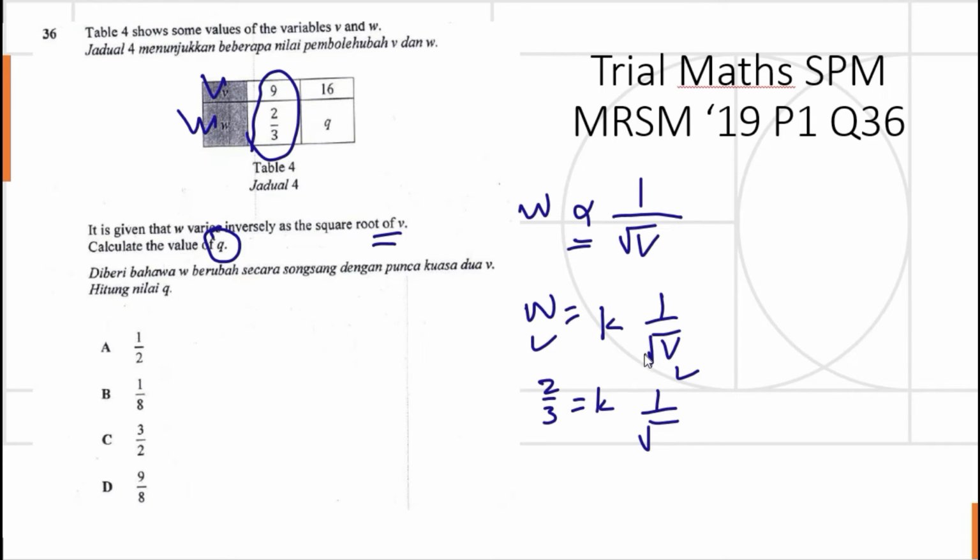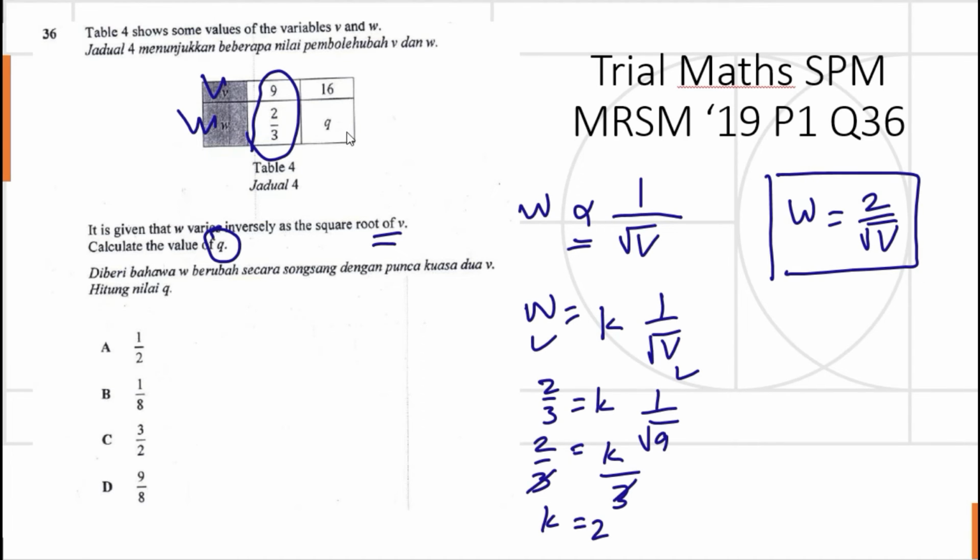1 over square root of V, where V is 9. So K times 1 is K, square root of 9 is equal to 3. So 2 over 3. Then here we can cross-multiply, K is equal to 2. Now we know K is equal to 2. So W is equal to 2 over square root of V.